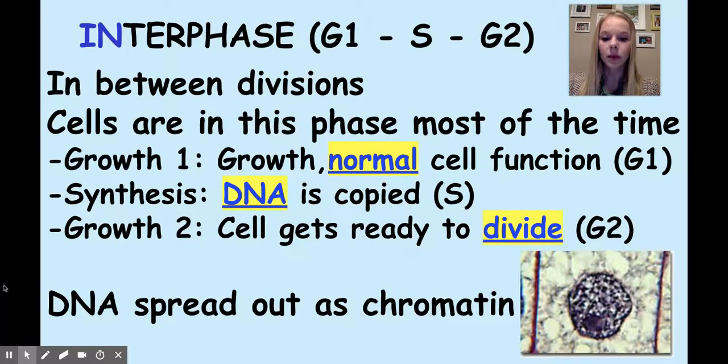Together, G1, S, and G2 are known as interphase. Think of interphase as the in-between phase because it is the phase that a cell is in when it is not actively dividing. The cell spends most of its life in interphase, specifically in the G1 phase, where it is just existing as a normal cell and carrying out its specific function. When observing a cell in interphase, you will be able to see the nucleus containing chromatin.